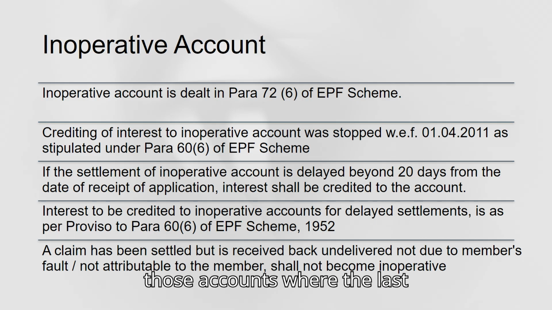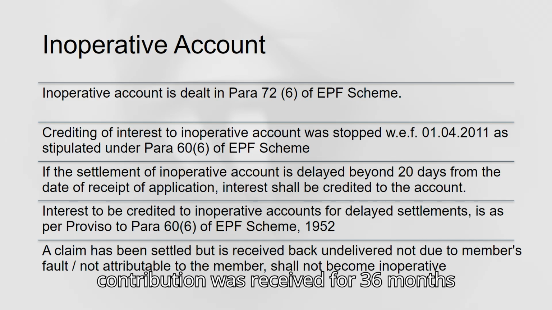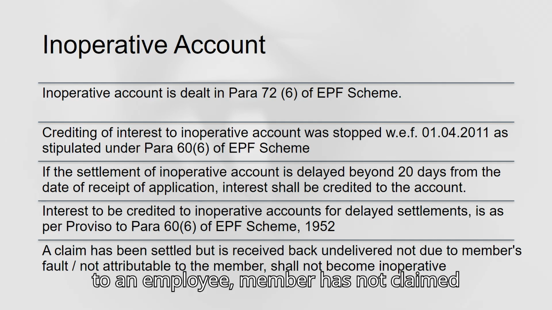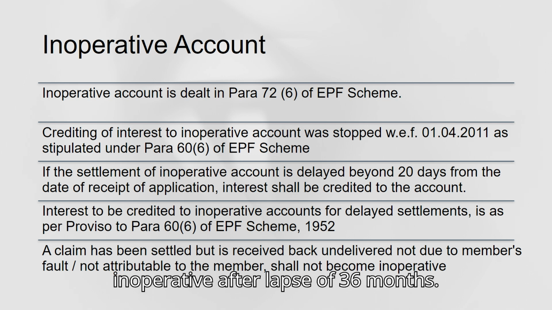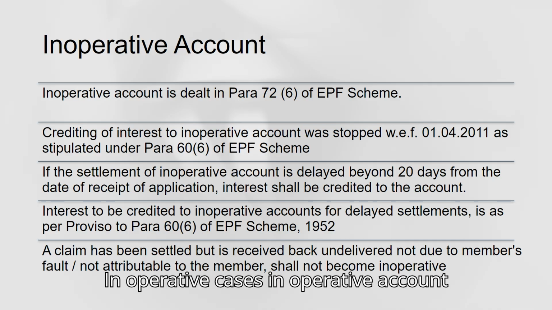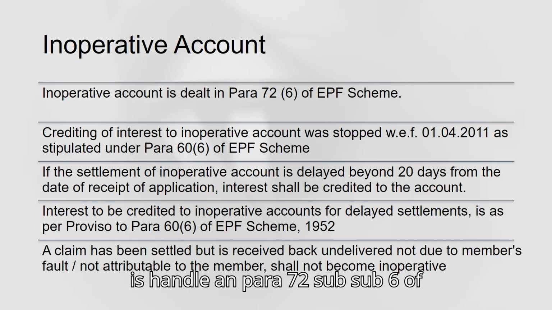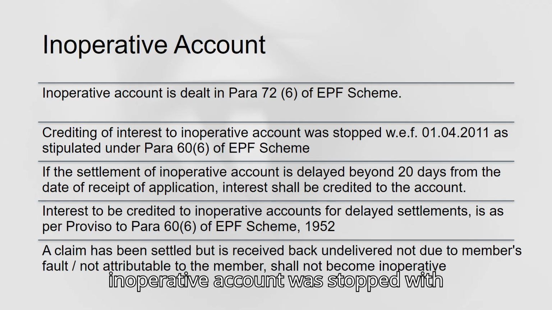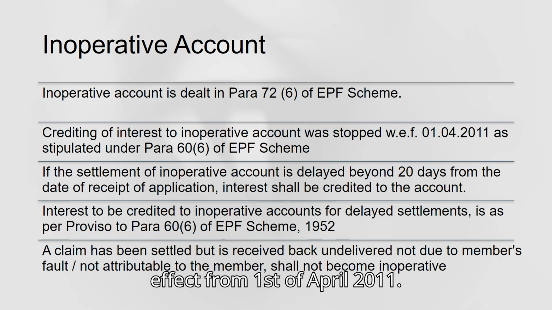Inoperative accounts are those accounts where the last contribution was received 36 months ago, that is, when an amount payable to an employee member has not been claimed, the account becomes inoperative after lapse of 36 months. Inoperative accounts are handled under Para 72 sub 6 of the EPF scheme. Crediting of interest to inoperative accounts was stopped with effect from 1st of April 2011.